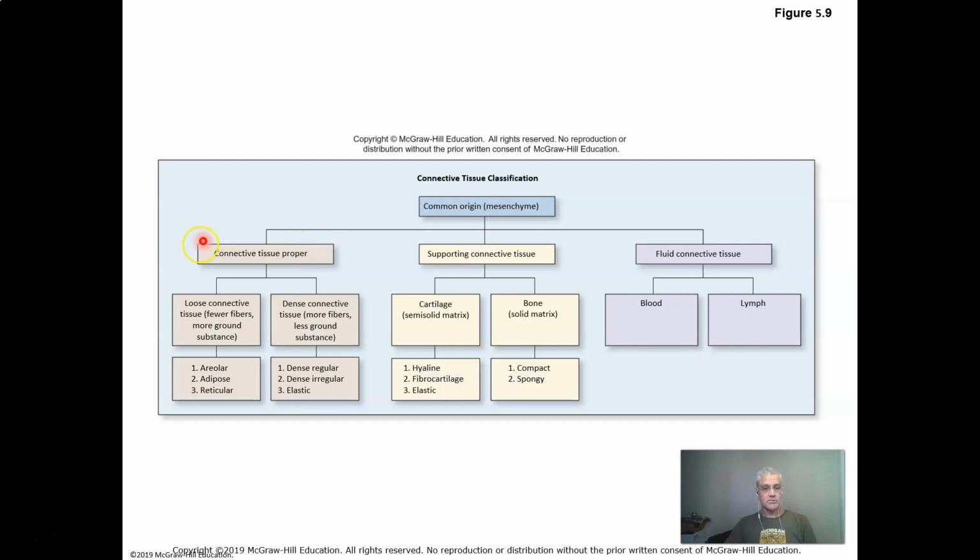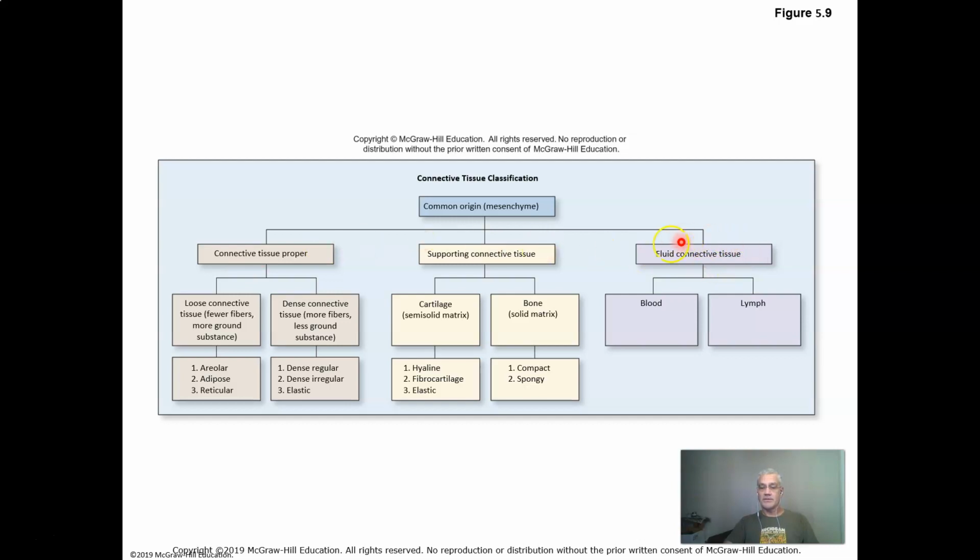But then we get into the specific subtypes of connective tissue. So, as I showed you before, connective tissue proper, the stuff that you will associate as actual connective tissue. Right? We have loose connective tissue or dense connective tissue. We can have areolar, adipose, or reticular, and you can go back and review those. Or it can be dense. If it's dense, it's much more compact. The fibers are closer together. They're more structurally supportive. Dense regular, dense irregular, or elastic. Great, that's connective tissue proper.